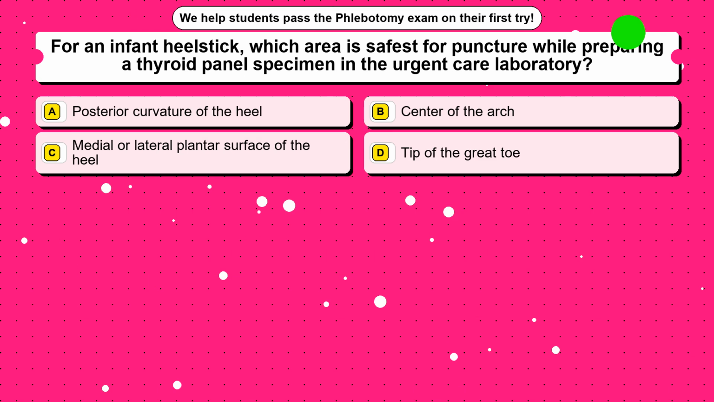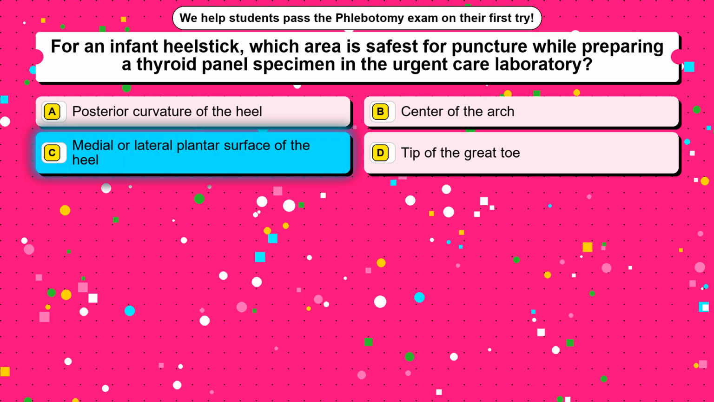Question 54. For an infant heel stick, which area is safest for puncture while preparing a thyroid panel specimen in the urgent care laboratory? Option A. Posterior curvature of the heel. Option B. Center of the arch. Option C. Medial or lateral plantar surface of the heel. Option D. Tip of the great toe.